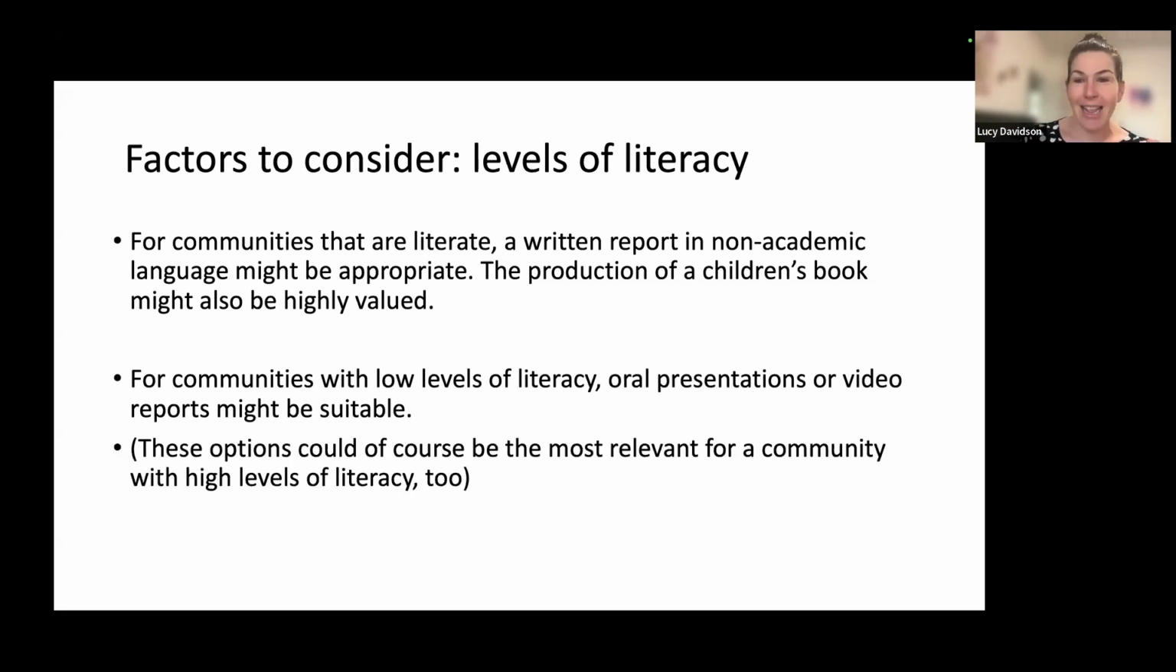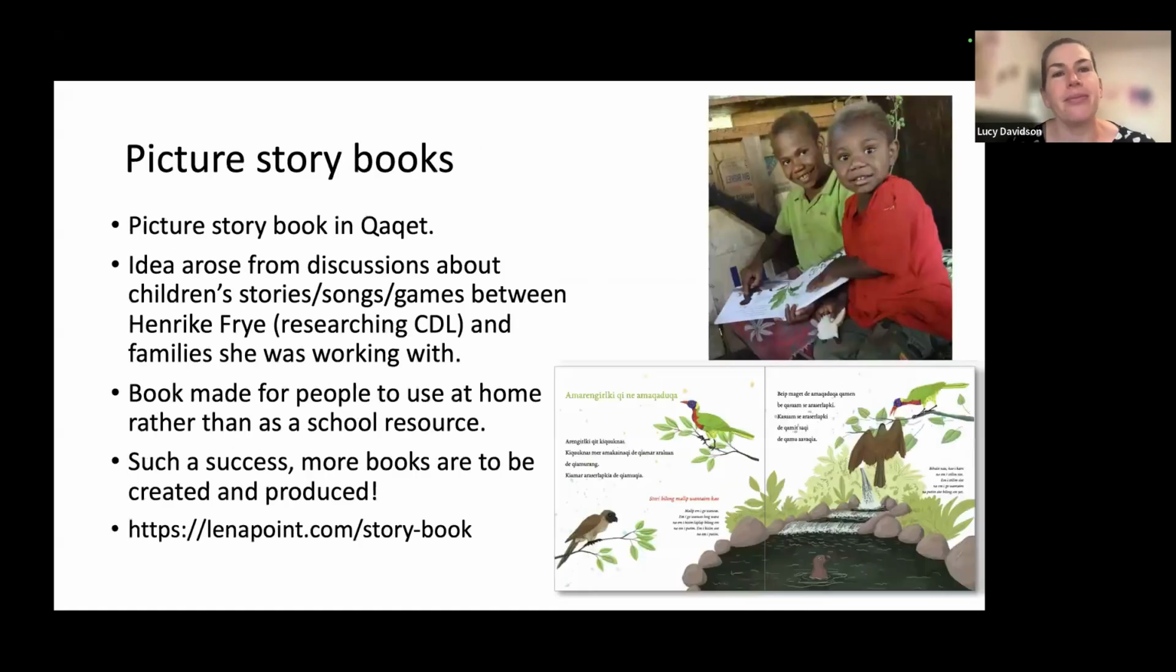Now, this isn't to say that something like oral presentations or video reports would only be suitable for communities with low levels of literacy. Being very accessible, these might be the most relevant for any community, a community with high levels of literacy too. So it depends on the particular community.